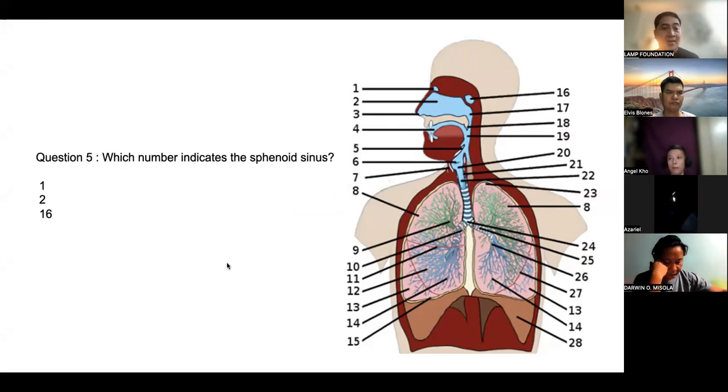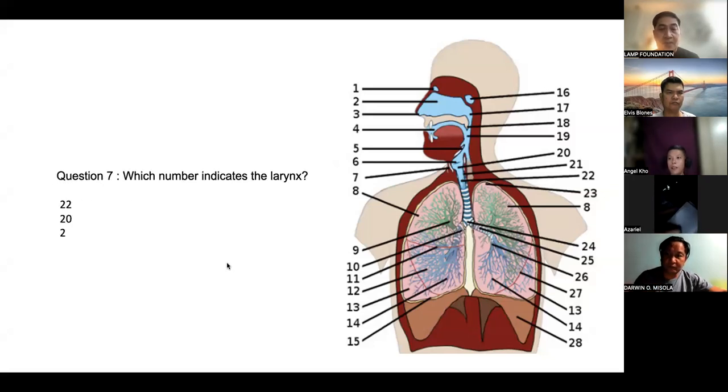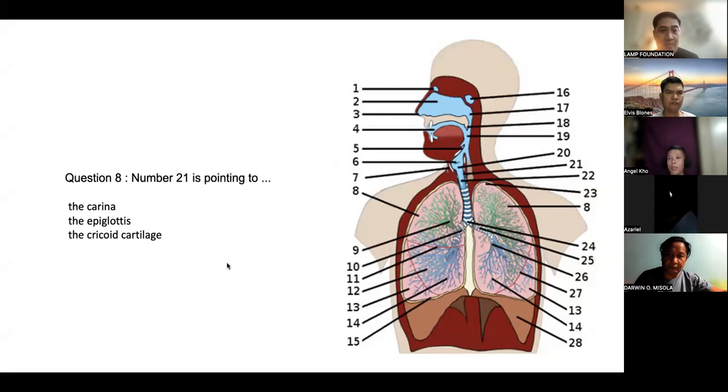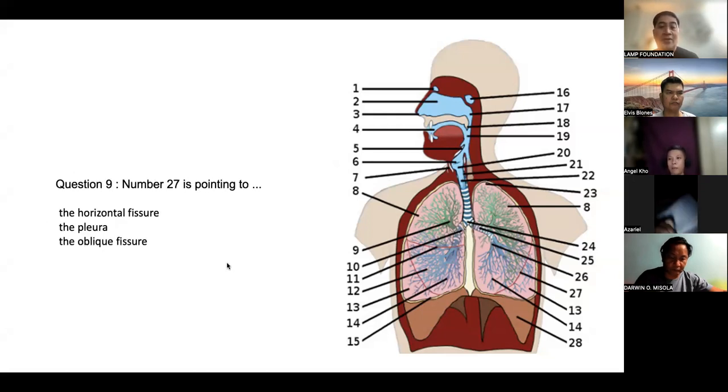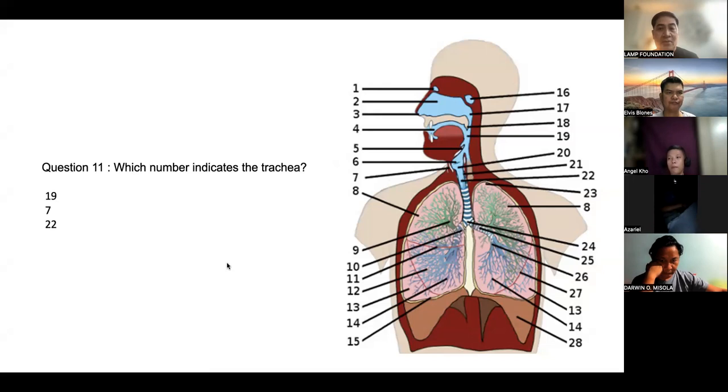Which number indicates the sphenoid sinus? Number 16. Number 17 is pointing to the nasopharynx. Which number indicates the larynx? Number 20. Number 21 is pointing to the cricoid cartilage. Number 27 is pointing to the oblique fissure. Diaphragm is indicated by number 28.